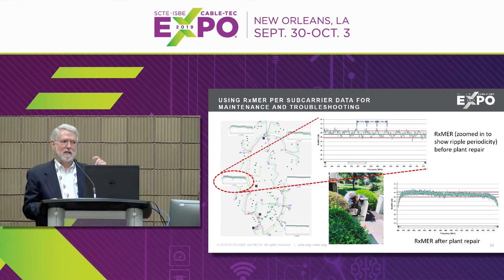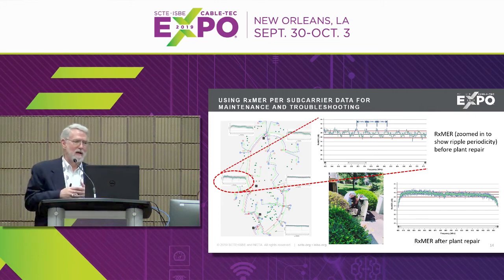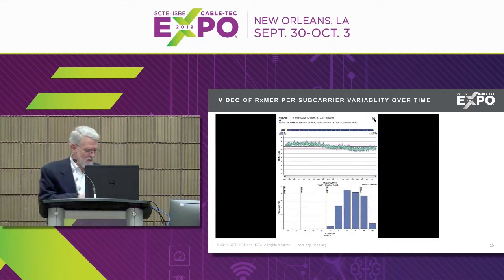So what it showed was that in addition to using your traditional frequency domain displays, full band capture or spectrum analyzer screenshot, and signal levels, for OFDM you can use the RX-MER per subcarrier plots as a very, very good troubleshooting tool. So it becomes another tool in the toolbox.